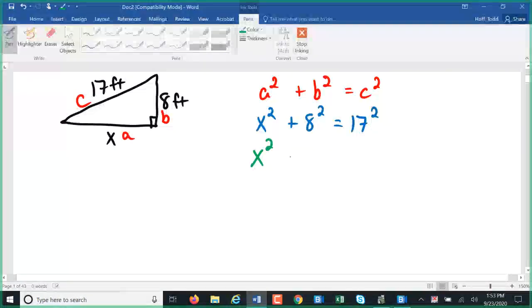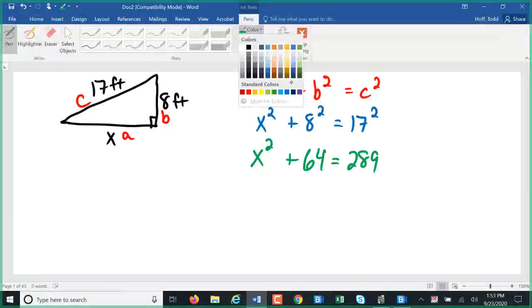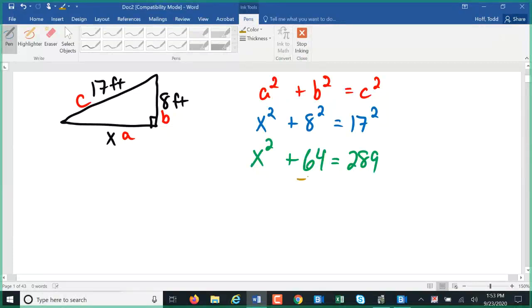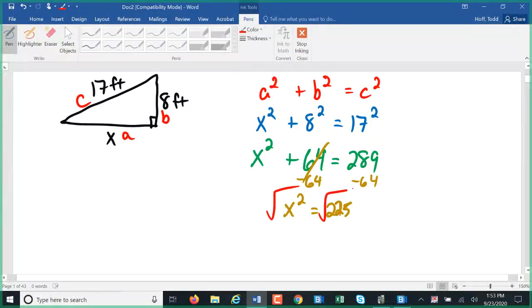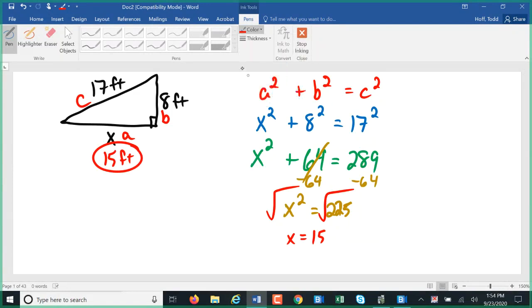Nothing we can do with the X squared quite yet. 8 squared is 64, equals 17 squared is 289. Now to find X here, I have to get it by itself. So I'm going to subtract 64. Get that X squared is 225. And if X squared is 225, X has to be the square root of that. X will be 15. So this is 15, and my units being used are feet, so that'll be 15 feet.